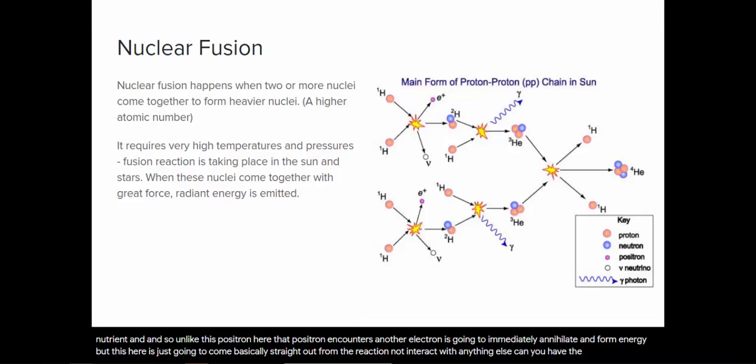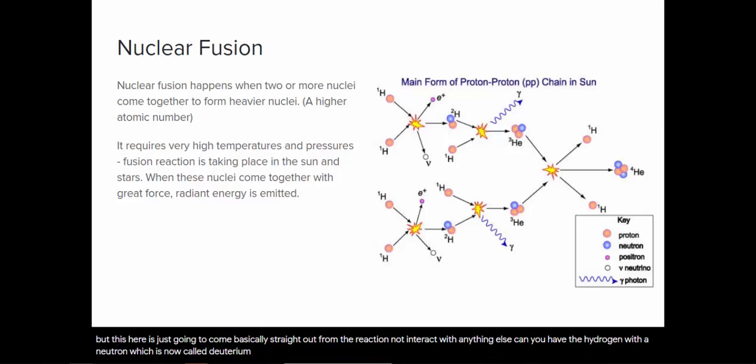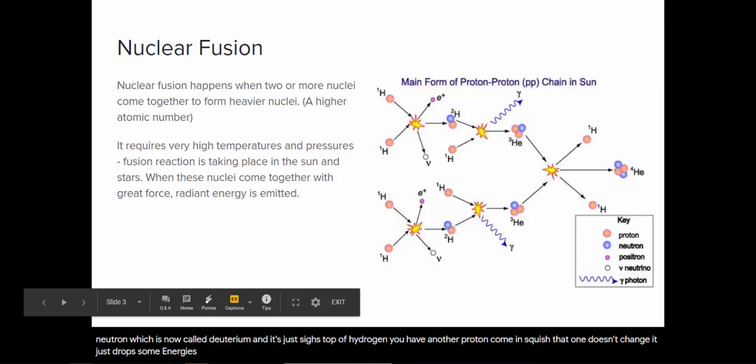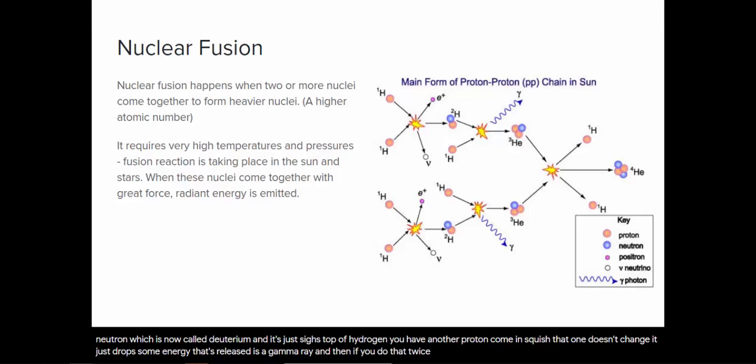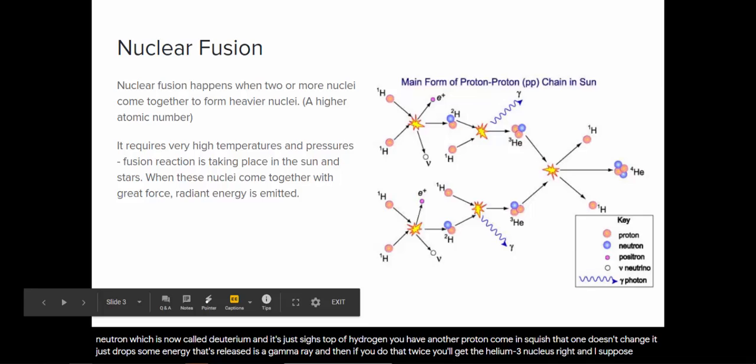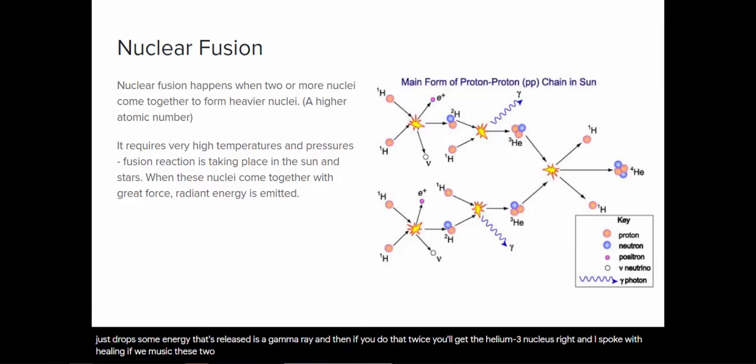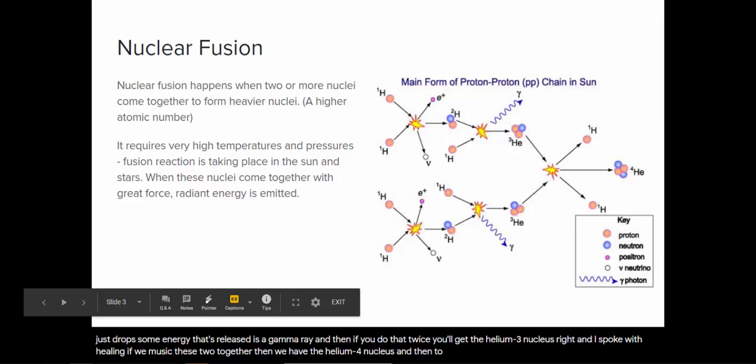Then you have the hydrogen with a neutron, which is now called deuterium. It's just an isotope of hydrogen. Then you have another proton come in, squish. That one doesn't change, it just drops some energy, so it's released as a gamma ray. And then if you do that twice, you'll get the helium-3 nucleus, right, an isotope of helium. If we mush these 2 together, then we get the helium-4 nucleus, and then 2 protons come back out.